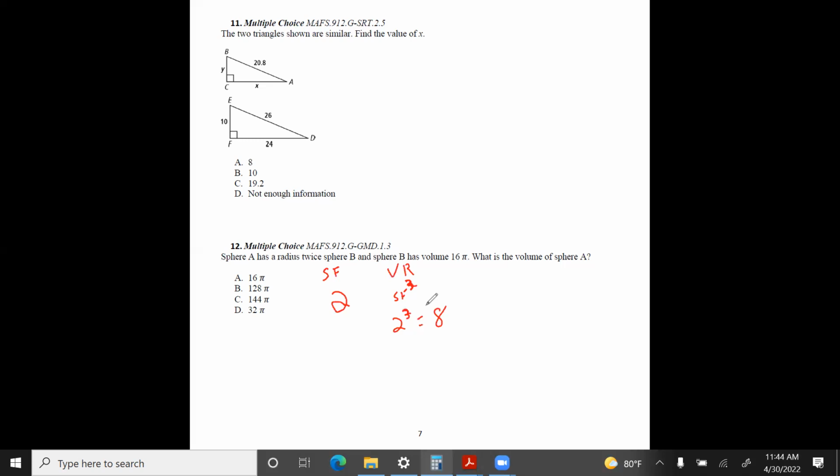So if they told us that the volume of B is 16 pi, and they wanted the volume of A, we can write a ratio. So our ratio for the first one is going to be 8 to 1. And our volume of the bigger one is A, the volume of sphere A, and the smaller is 16 pi. So cross multiply and solve. 8A equals 16 pi. Divide by 8. And A is 2 pi.